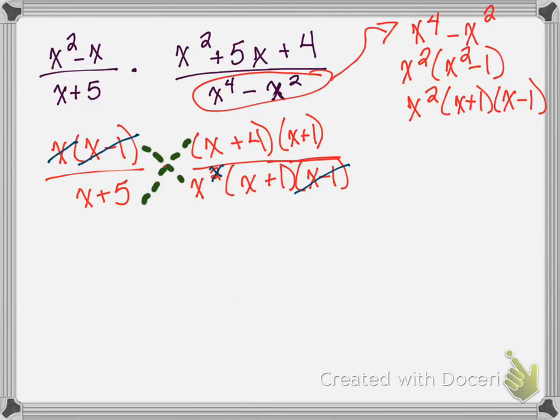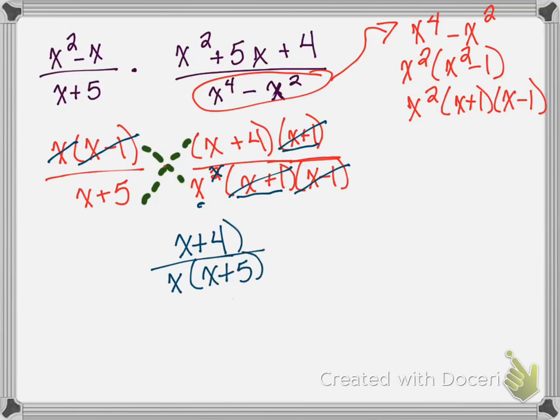Okay. Now, x plus 4 and x plus 5 doesn't simplify, so I have to leave that. Do you see how I've got an x plus 1 here and an x plus 1 here? That can simplify. It's okay to simplify it with it on the same side. So I'm going to mark that out. So in my numerator, I'm left with x plus 4. In my denominator, I have an x, and then I've got x plus 5.